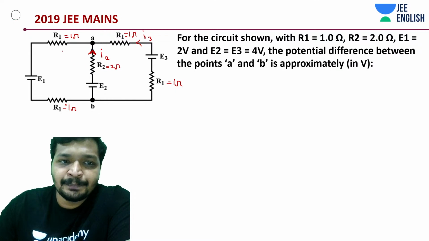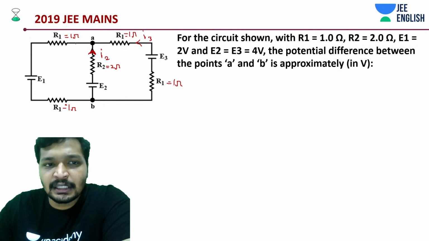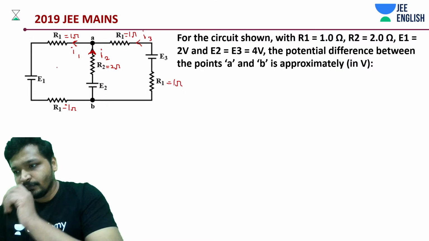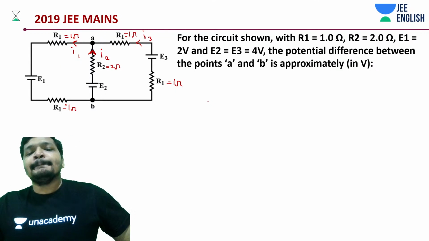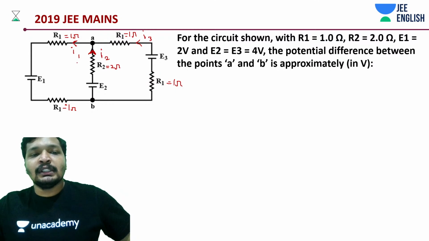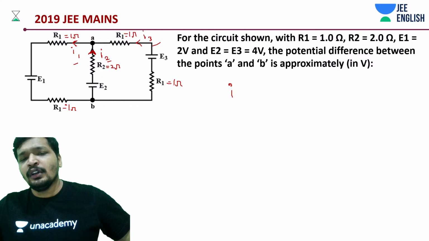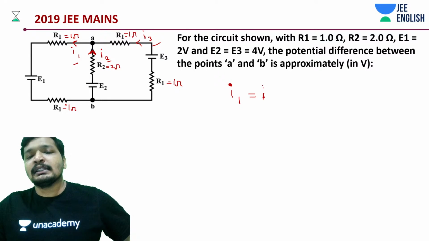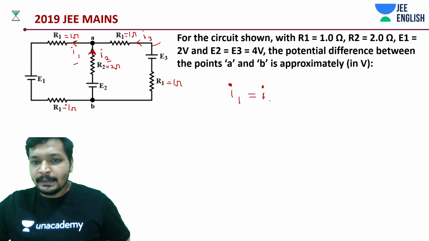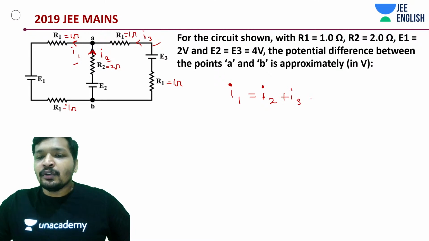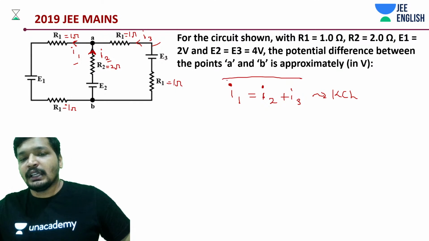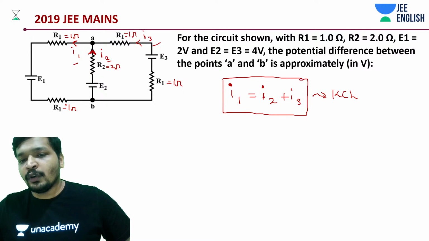If we go by KVL and KCL, this is the ideal way to go about it. We can write down this I1, I2, I3. It's a very simple question. From KCL, I1, the current exiting node A, is equal to I2 plus I3. This is from Kirchhoff's current law. First thing, always the first thing, however complicated it is, is to focus on KCL.